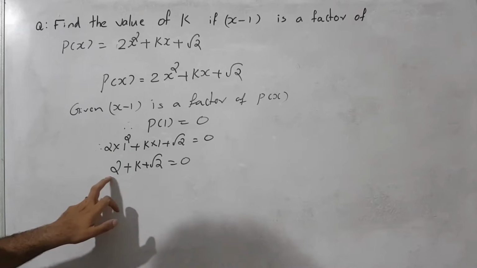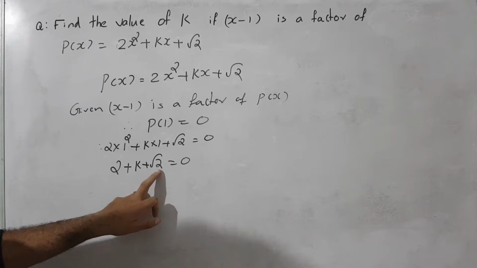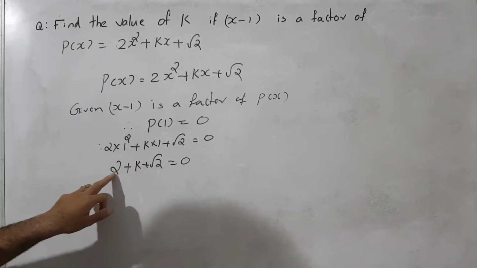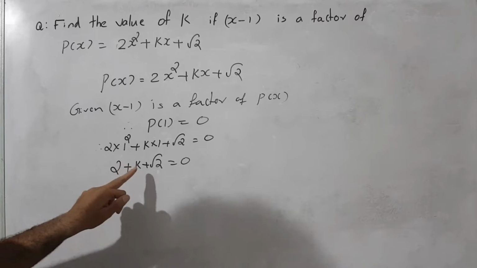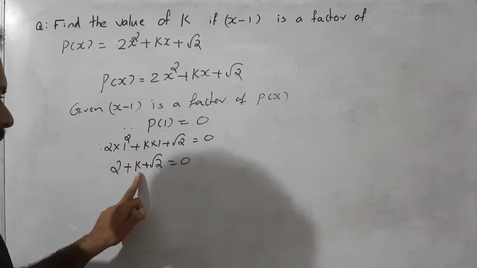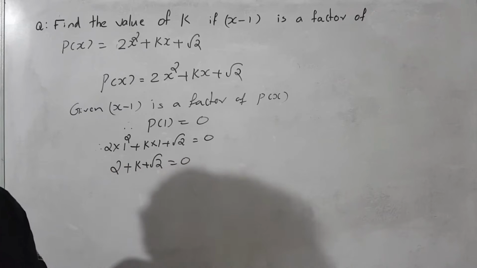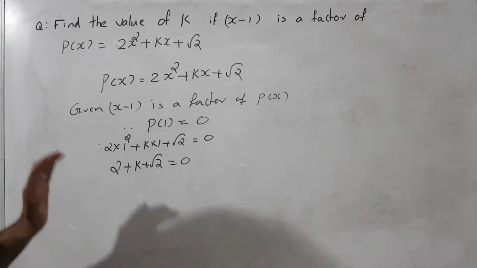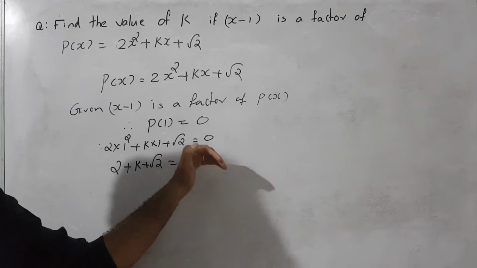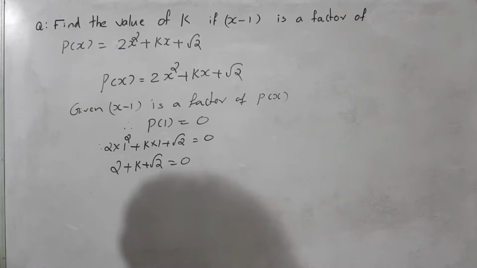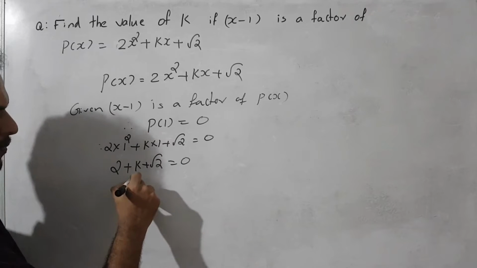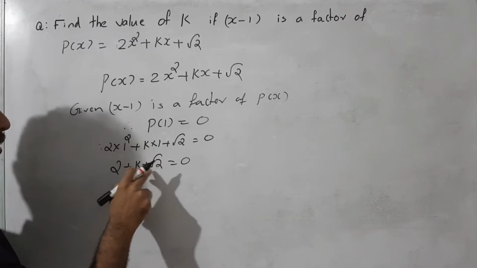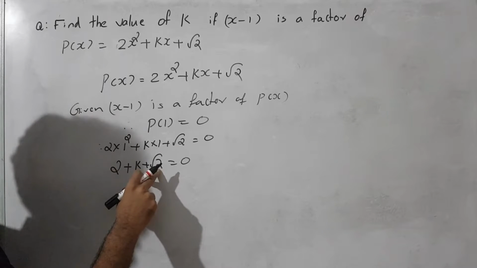Is it possible to add 2 and root 2? No, it's not possible because root 2 is an irrational number and 2 is a rational number. It's not possible to add them together. Correct. So for finding the value of k, we transpose 2 to the right-hand side. Then what is remaining here? k plus root 2. Why do we do it like this? Because it's not possible to add 2 and root 2.